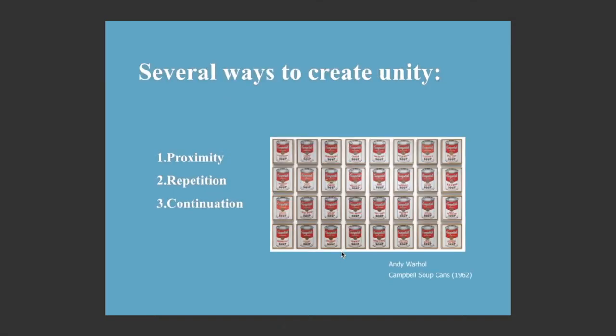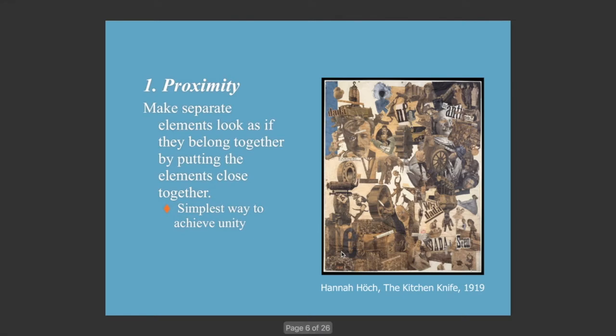Okay, and we're going to talk about several ways to create unity. These aren't the only ways, but these are the ways that we're going to go over. So the first one's proximity. So proximity is a way to create unity when you simply just put things close together. Okay, if elements are close together, they look like they belong together.